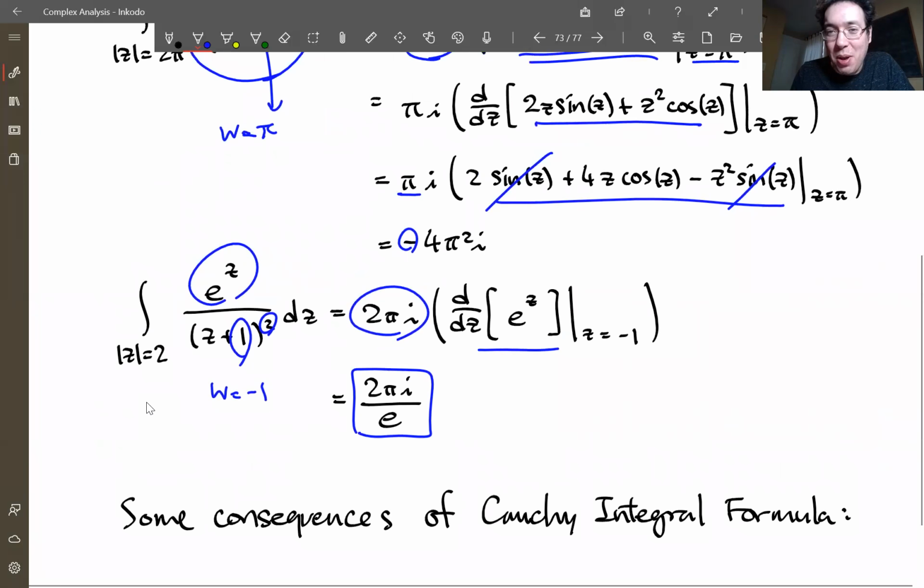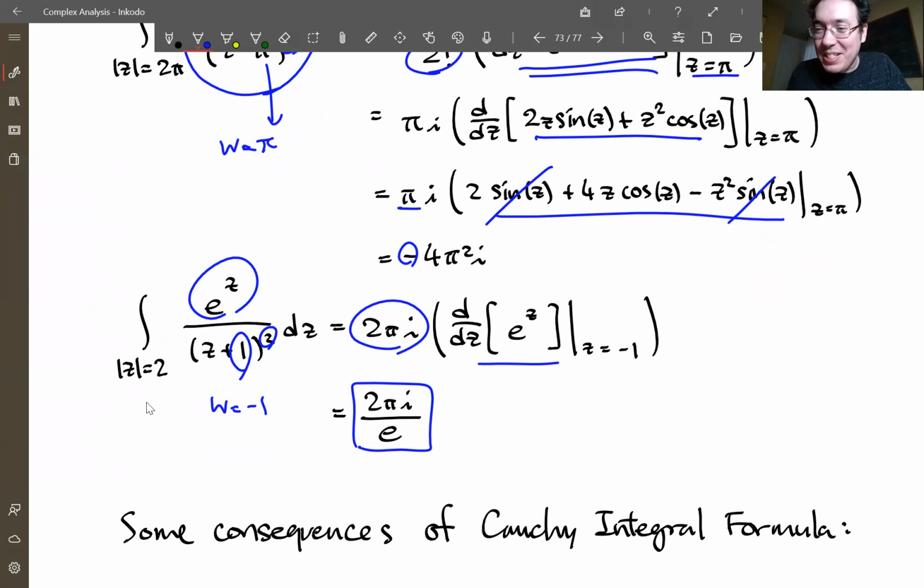Okay, so it's very satisfying formula to use. I think it's pretty cool formula, but it actually has some very far-reaching consequences as well. So we'll take care of that in the next video.